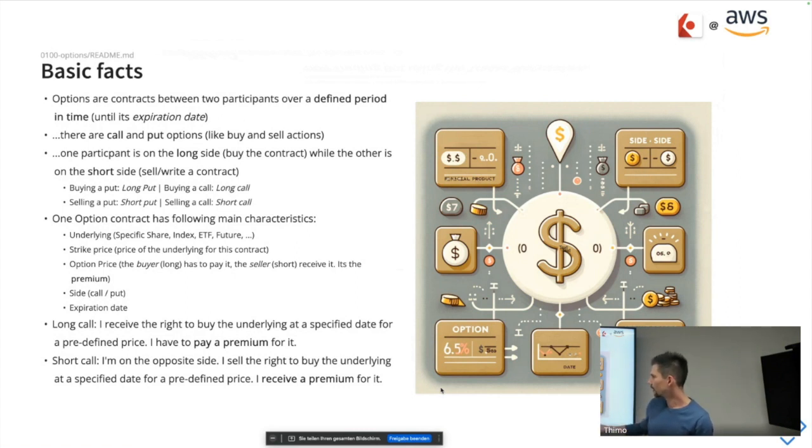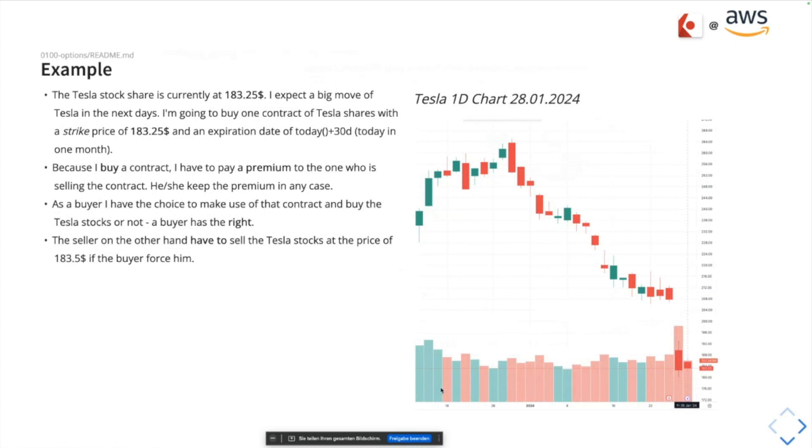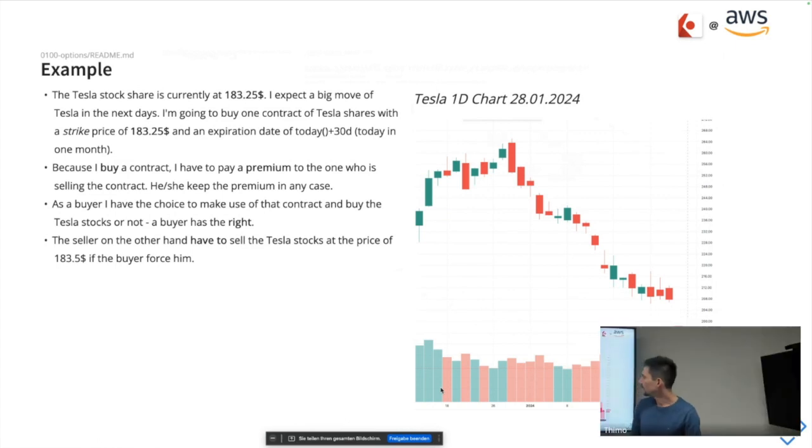I will show an example now that hopefully makes it a little bit clearer. That's the chart of Tesla from the end of January. Tesla had, I think, some bad earnings or so. So when you see this kind of chart, the current price was here, around 183, and now we make a deal.